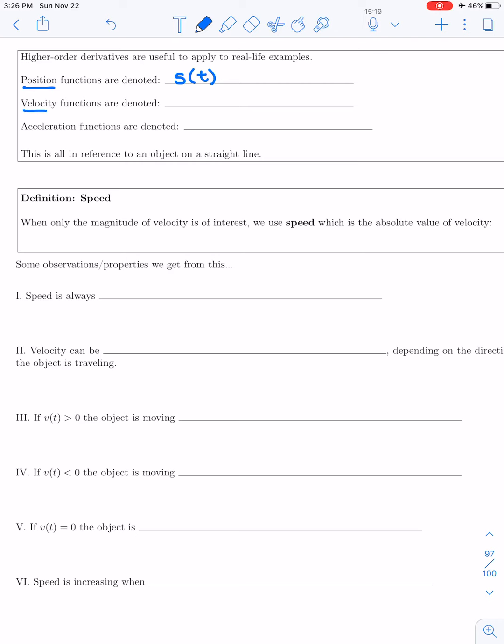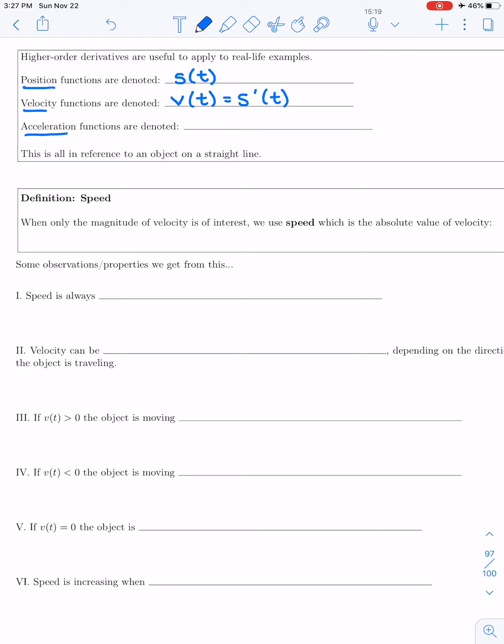Velocity is denoted V of t, which is found by taking the first derivative of position. So the velocity is really how fast you're doing something, but it can be positive or negative depending upon the direction.